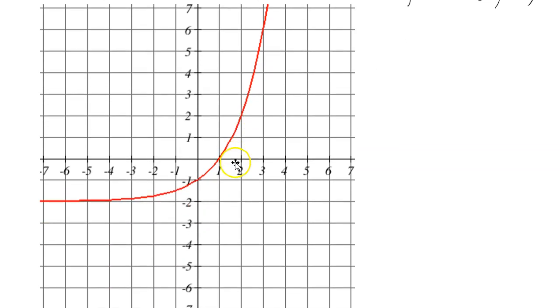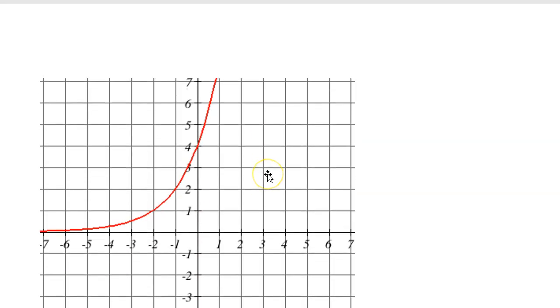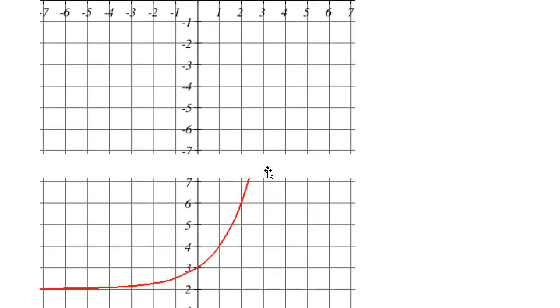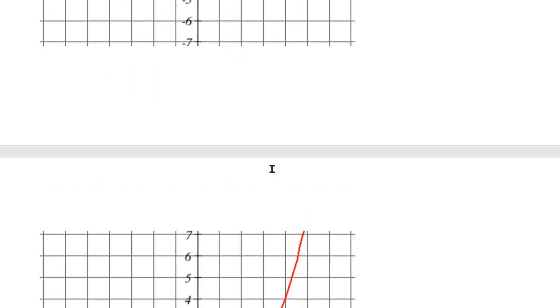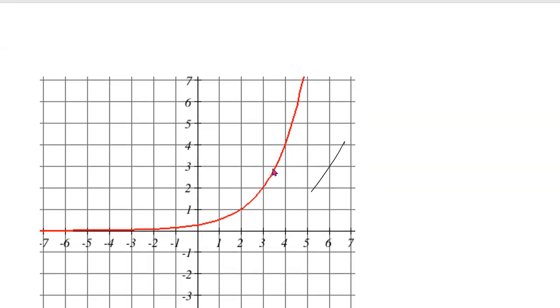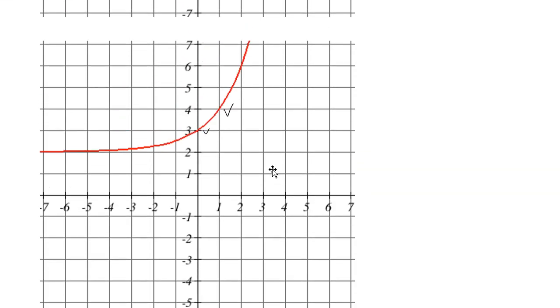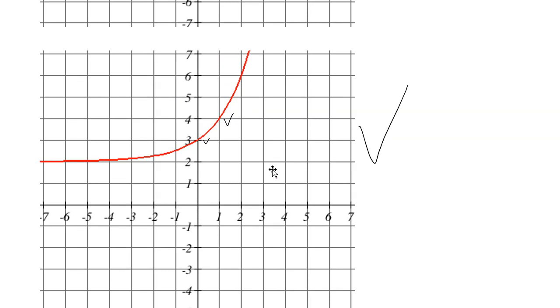Now let's take a look. Definitely not this guy. 0, 3, nope, that's crossing at 0, 4. 0, 3, yes, that checks. 1, 4, yes, that checks. This looks like it's probably it, but let's eliminate the last choice before we decide. Oh, definitely not. That means that this one must be our choice.